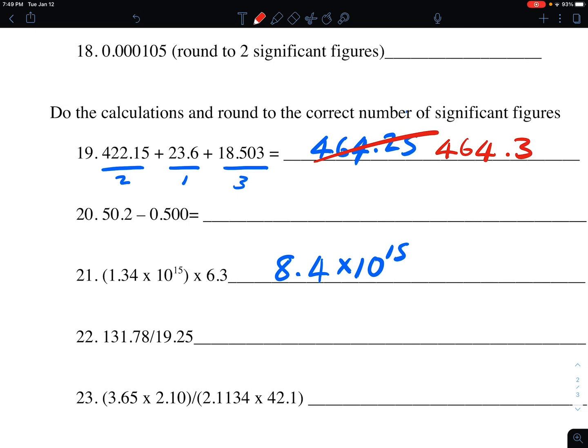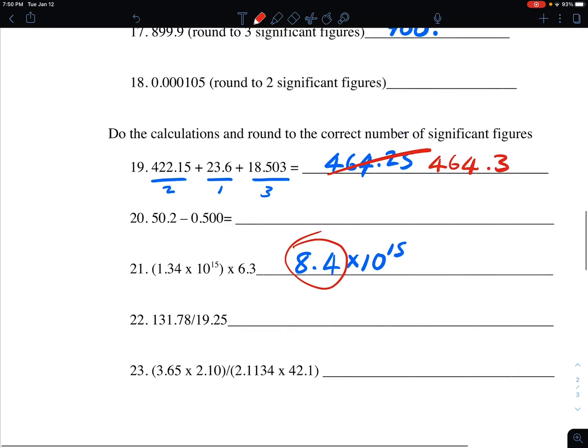Number 21, you're multiplying in this case. And when you multiply, you've got to look at significant figures. So our final answer has to have the correct number of significant figures. 1.34 has got 3 significant figures. 6.3 has got 2. So our answer has to have 2. So in your calculator, if you do 1.34 times 6.3, you're going to get 8.4. And then we just put the 10 to the 15 in there. And the 8.4 was a different number, but I rounded it to 8.4 because in my final answer, I only wanted 2 significant figures. So try the rest of this, get it finished.